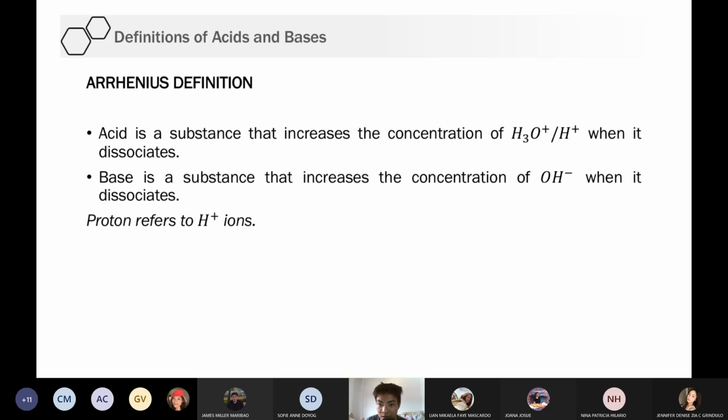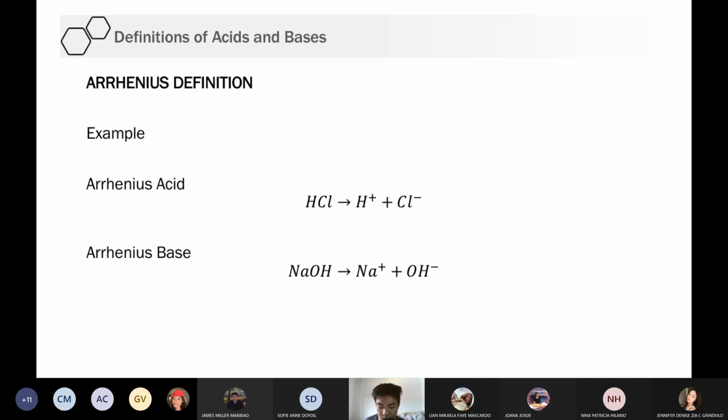Okay, kasi what happens to an ionic compound? It dissociates into its ions, di ba? From ionic compound, nagiging cation anion siya. Okay, so according to Arrhenius, kapag cation yung H plus, acid yon because after it dissociates, it will increase the H plus concentration in the solution. Kapag base naman, sabi ni Arrhenius, yung anion mo ay OH, hydroxide. Okay? So, here are some few examples lang.